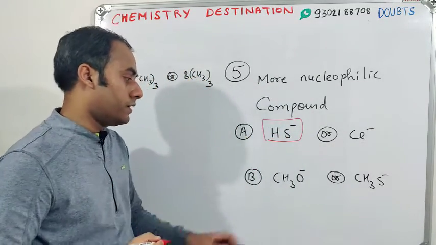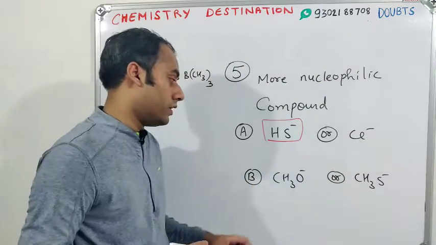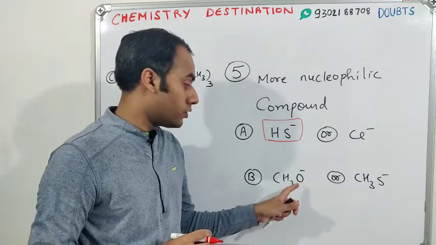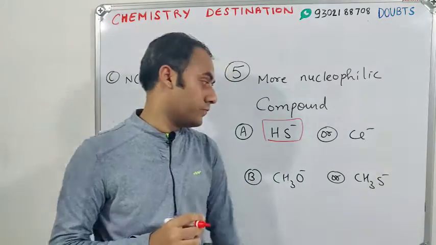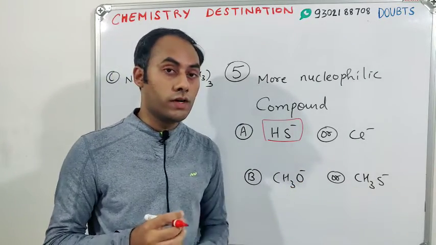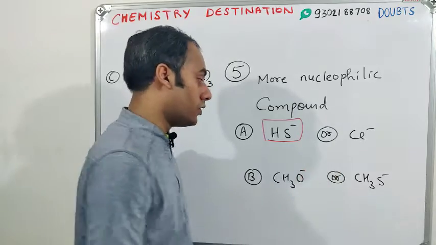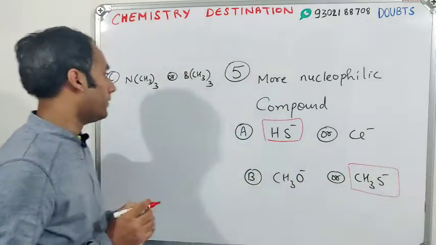Now the second part, among CH3O negative and CH3S negative: the negative charge is present over the oxygen atom in one and over the sulfur atom in the other. The less electronegative atom among oxygen and sulfur is sulfur. So the more nucleophilic compound is CH3S negative.